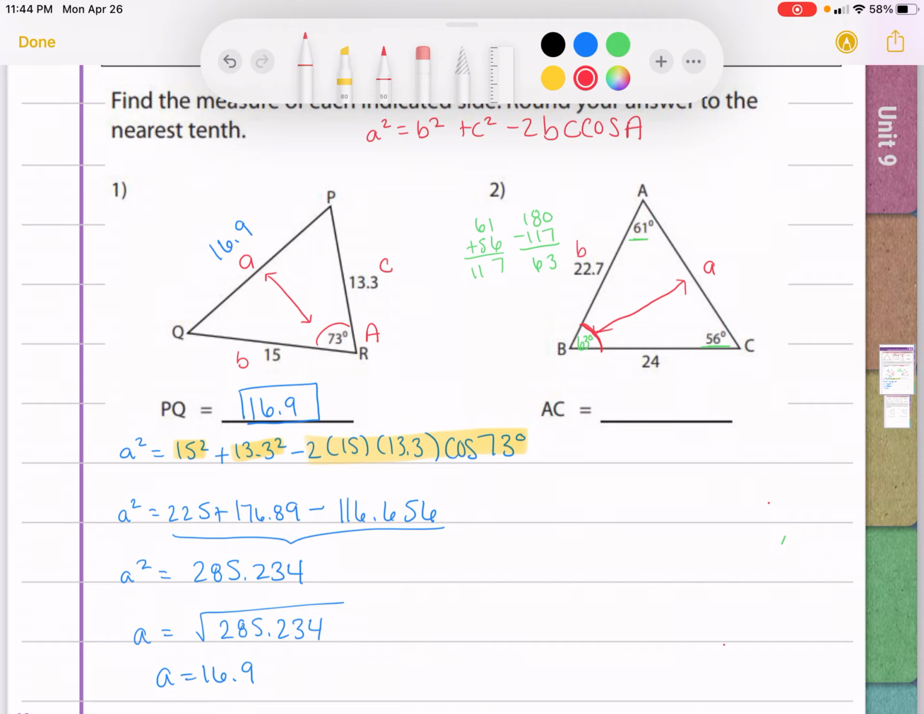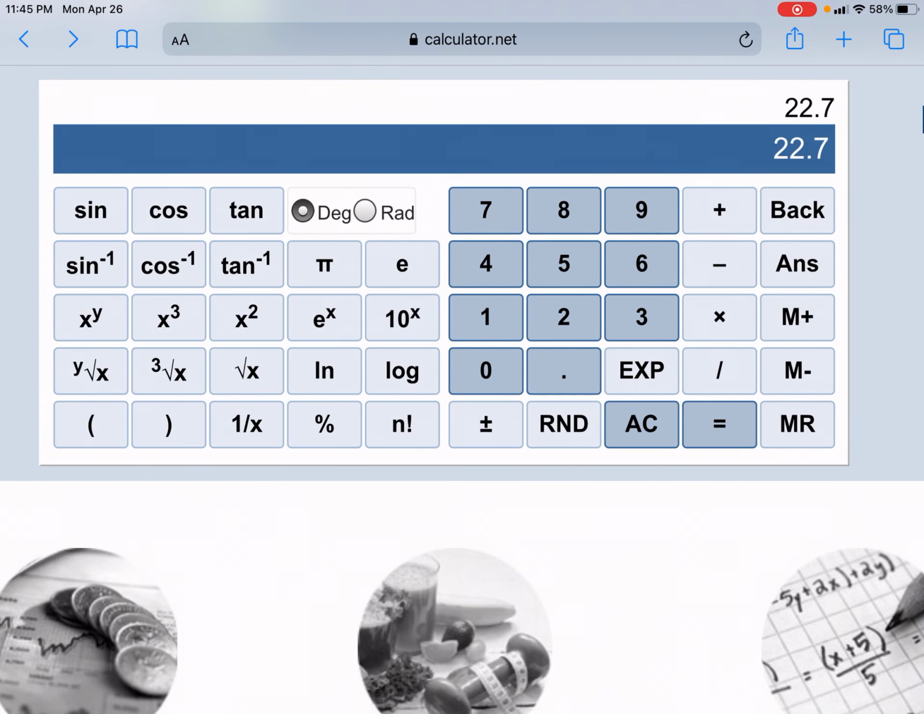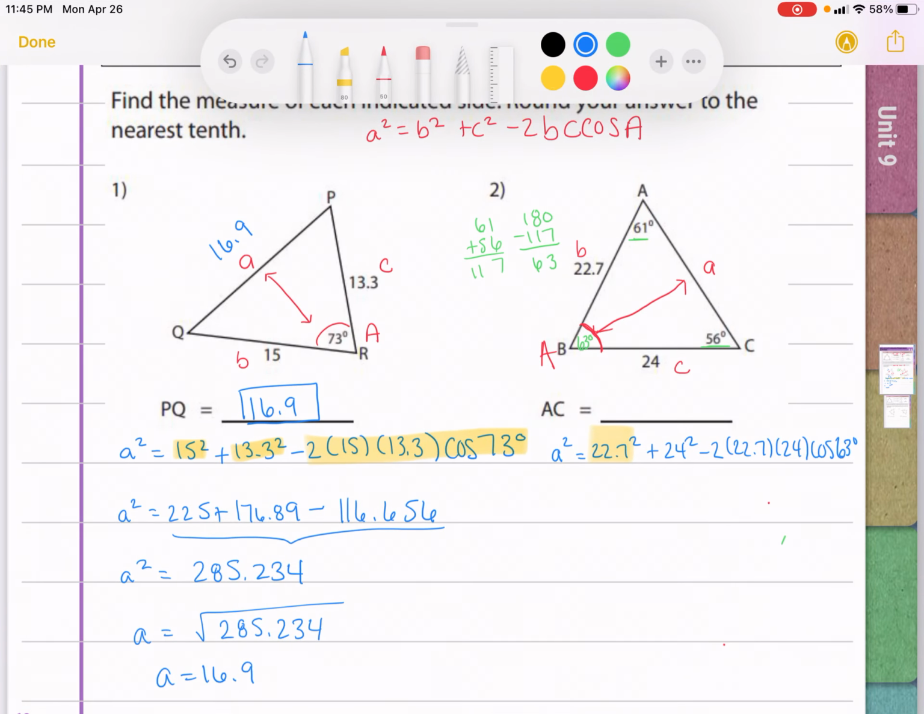And then the other two sides they gave us can be my b and my c. I'm going to start plugging into my formula. So we have a squared equals b squared, or 22.7 squared, plus c squared, minus 2bc cosine, and then the angle that was across from little a is going to be our big A, so that's 63 degrees. Now we can start chunking these and plugging them into the calculator. So I'm going to start with 22.7 squared. That's 515.29.